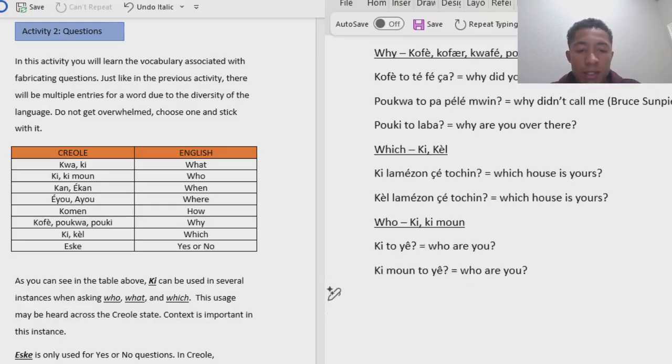And the last one that you see on that list is your yes or no. Now, in Creole and in French, we have a word that can be used to designate whether a question is yes or no. So you have est-ce que, est-ce qui, or est. This is used only to let the person that you're talking to know that this is a yes or no question. So, for instance, you might hear, est-ce que tu es là?